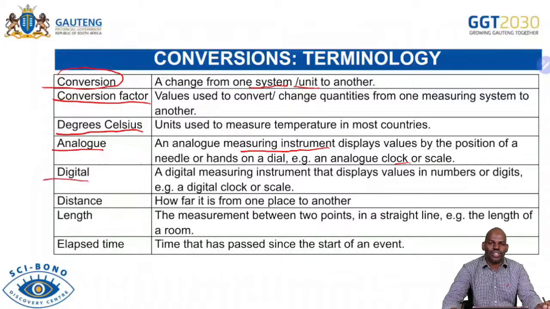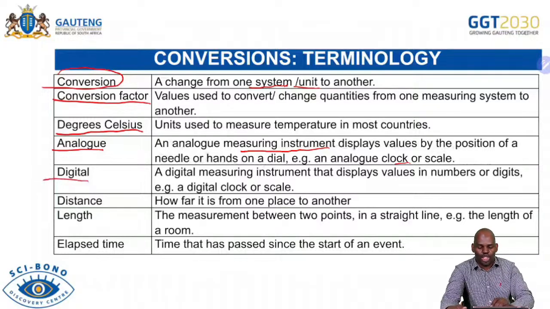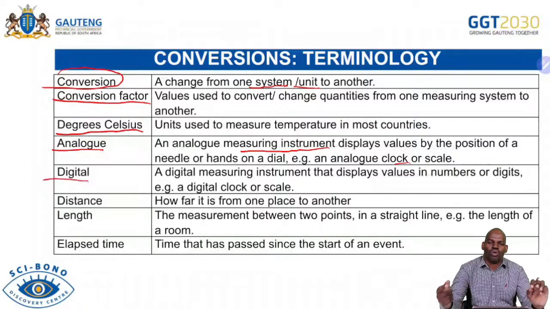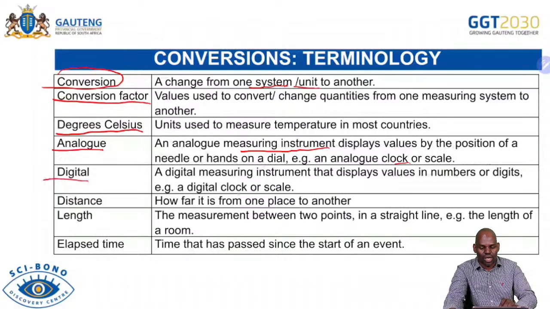Right, then we've got digital. A digital is also a measuring instrument that displays values in numbers or digits. Like for instance, some of you, when you're using your watch, you can also use a digital watch. The digital watch shows numbers or digits. So it's an instrument that displays values in numbers or digits. Therefore, an example is a digital clock or scale.